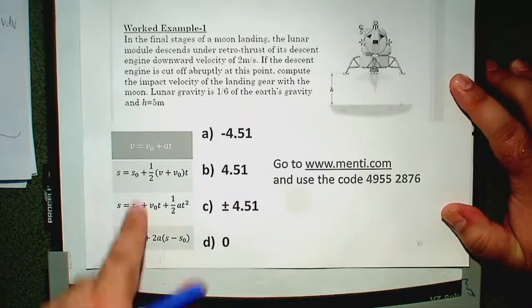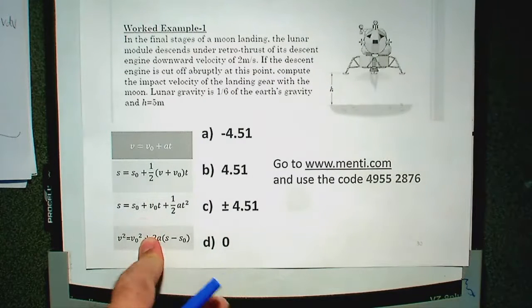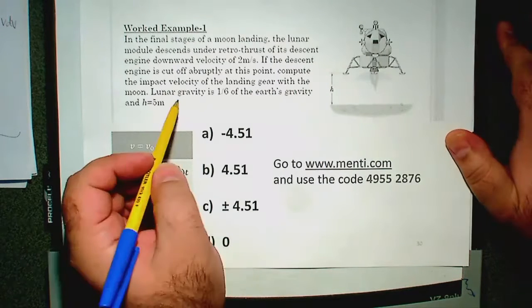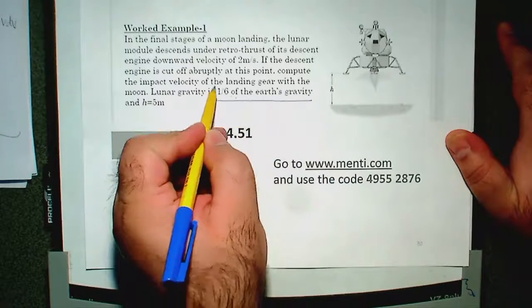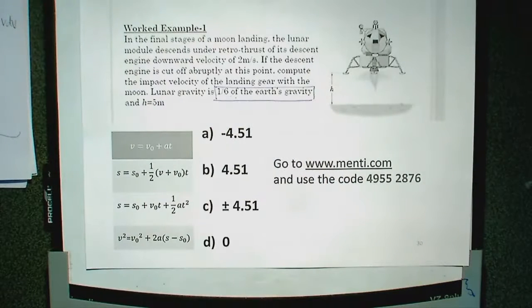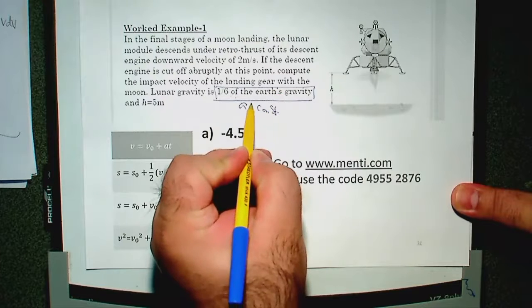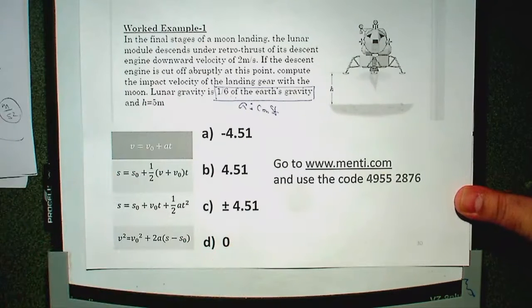Okay, first of all, we have this set of equations. My question: can I use these equations for this example? What was the criteria? Constant acceleration. We know the Earth's gravity is constant when you are close enough to the Earth's surface. Then my acceleration is constant, so I can. Then which one is suitable for my purpose?